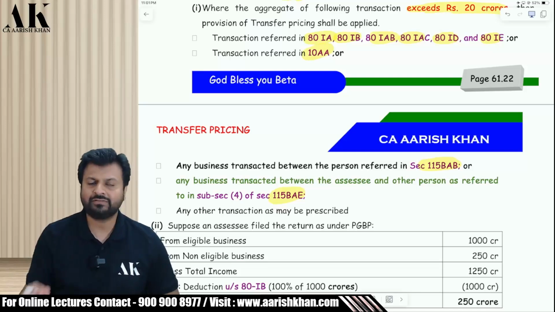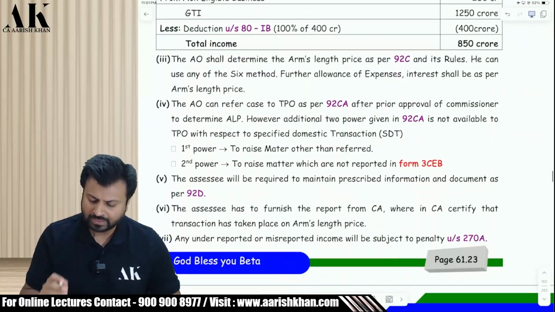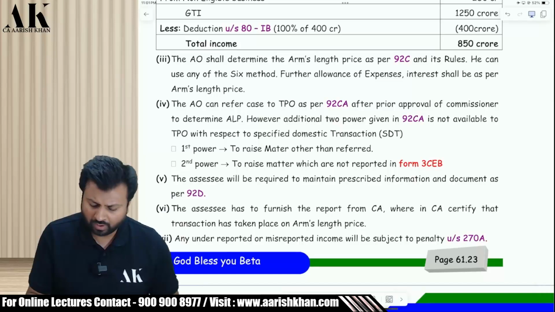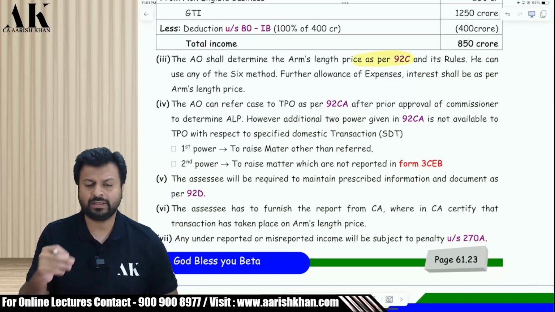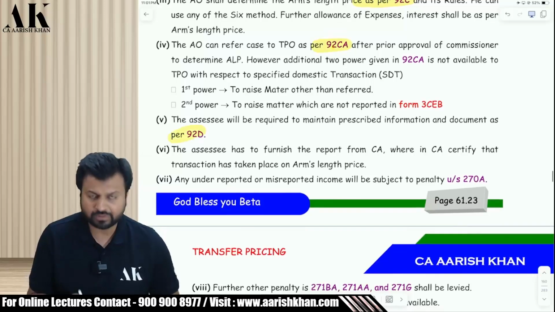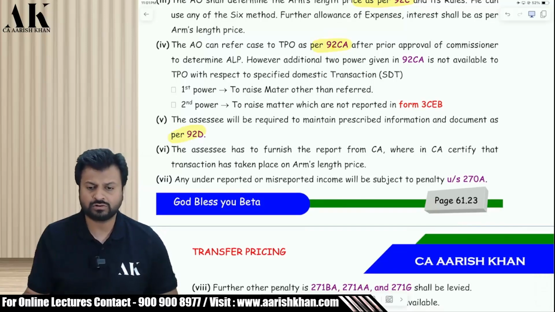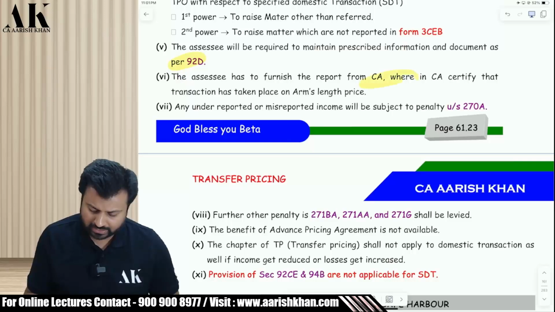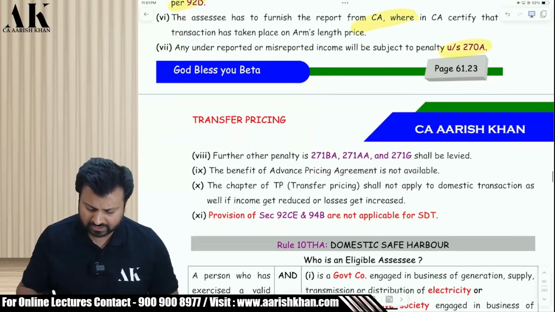So the government says that for you all transfer pricing will be applicable. Okay, how will transfer pricing be applicable? Same way, all the arm's length price provisions will be applicable. 92C will be applicable, the rules of 92C will be applicable, 92CA will be applicable, that is the transfer pricing officer provisions, then 92D provisions will be applicable. You have to maintain books of accounts and documents, then you have to take the report of a chartered accountant. All the penalty provisions will be applicable.